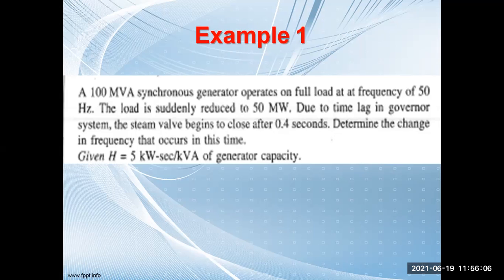When the load is reduced, instantly you cannot close the steam valve, because it will first sense that the load is reduced. That signal will be given to the speed changer, and then it will close. So there is a time lag of 0.4 seconds.